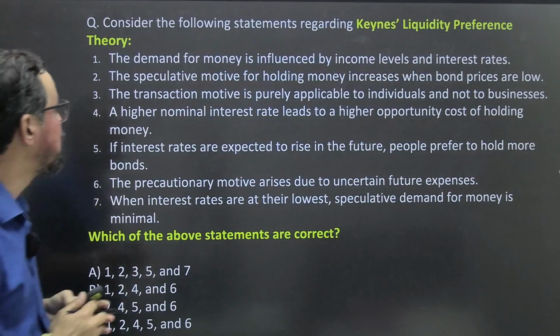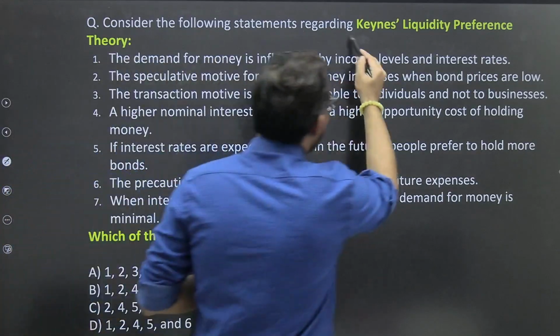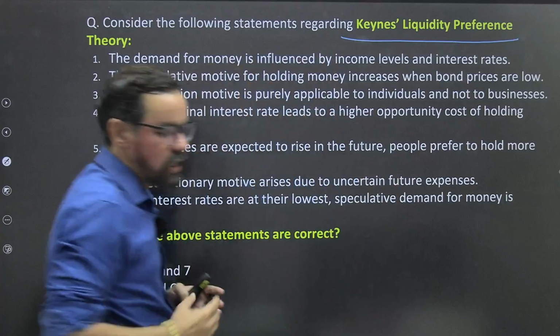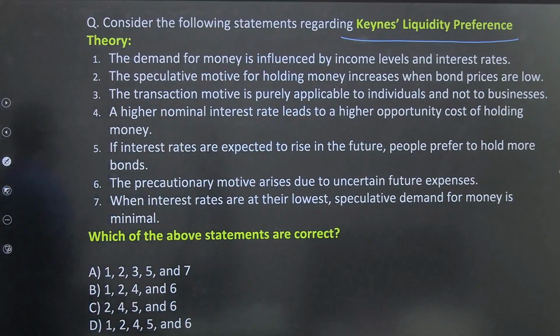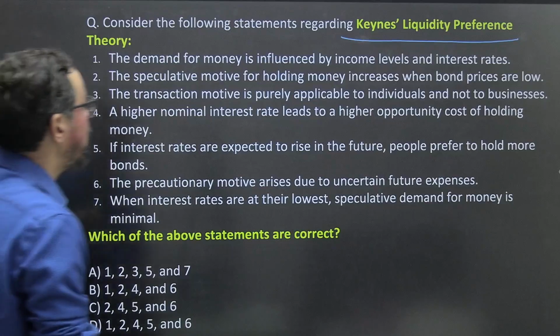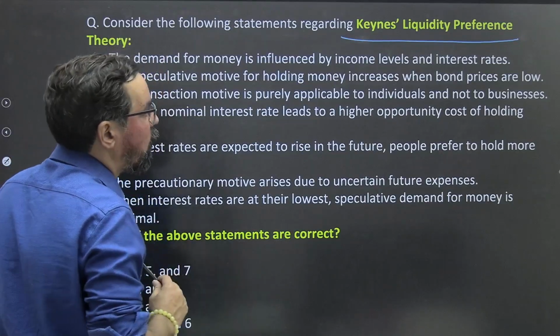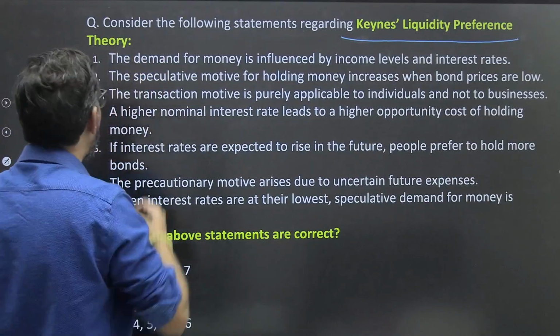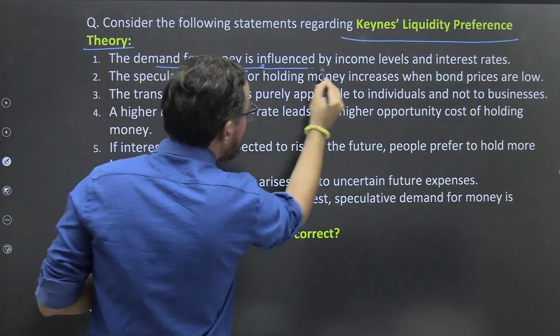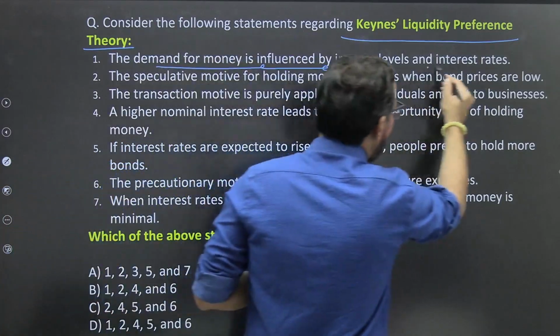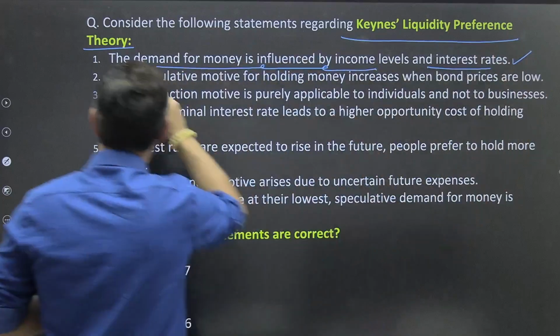Now the next question, guys. Consider the following statements about the Keynes liquidity preference theory, ठीक है। The demand for money is influenced by income level and interest rate. True. First statement is correct.